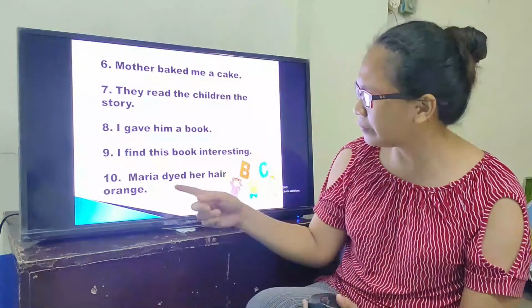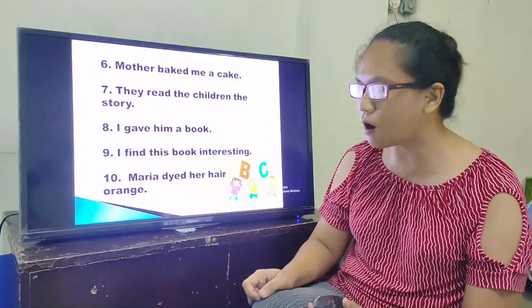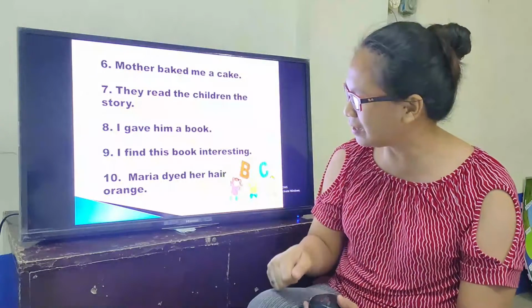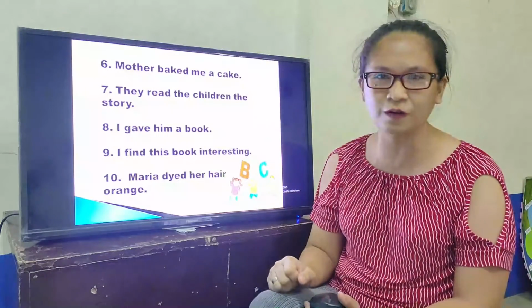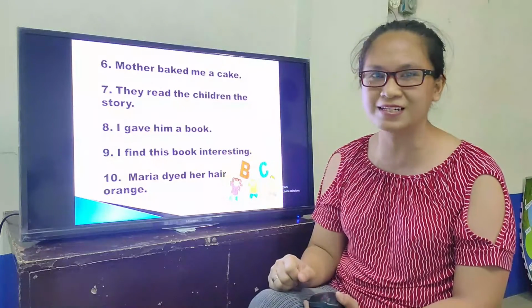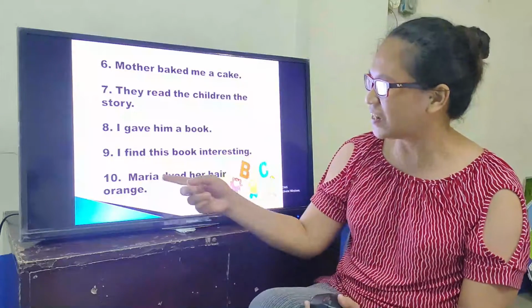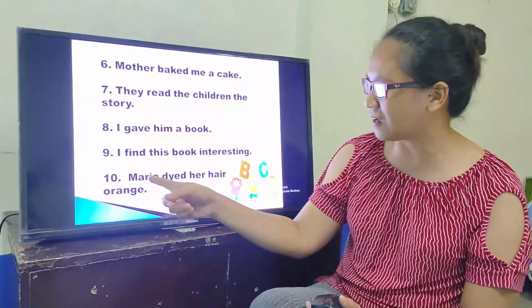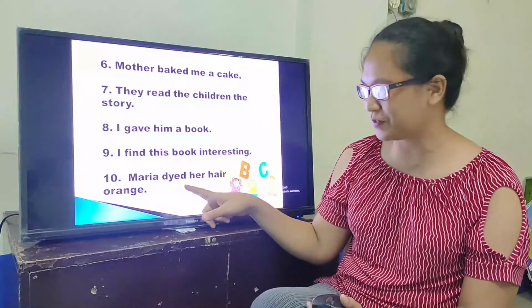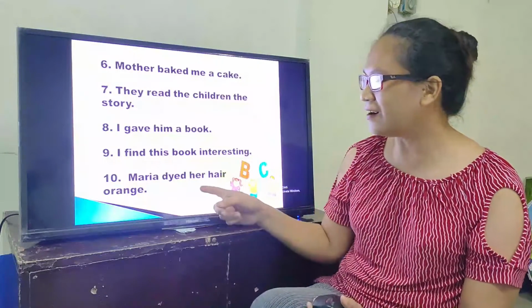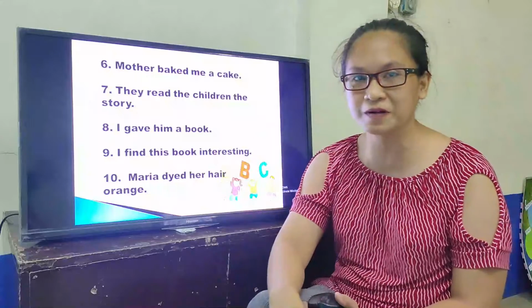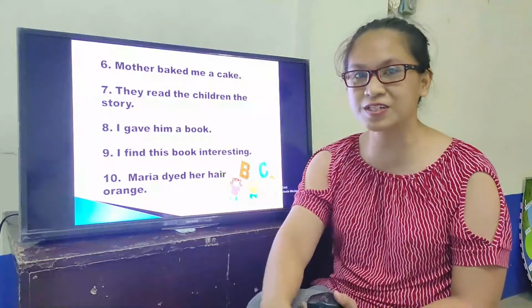So Maria dyed her hair orange. Again, Maria dyed her hair orange. Oh, I will not dye my hair orange. Okay, so Maria is the subject, dyed is the verb. Okay, her hair is what we call direct object, and orange is a color.